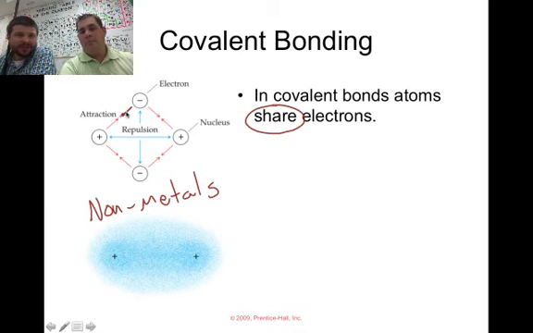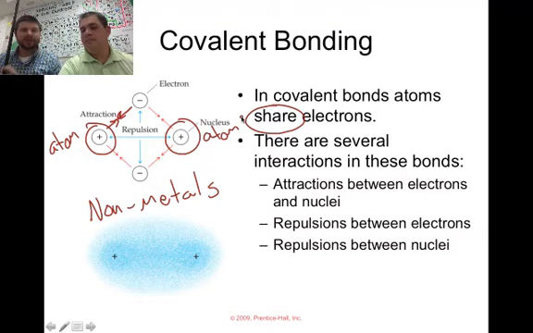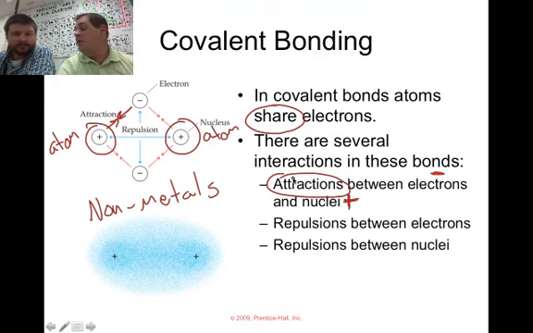You have attractions between the electrons and the nucleus of each atom. So here's an atom over here, and here's another atom. You have attractions between the electrons and the nucleus, and also repulsions between the two nuclei and all the electrons, because like charges like to get away from each other, and opposite charges like to attract. All those attractions and repulsions are what make these covalent bonds different and special. You've got a bunch of repulsions pushing things away from each other, but then you've got attractions between the negatives and the positives that are holding this together.